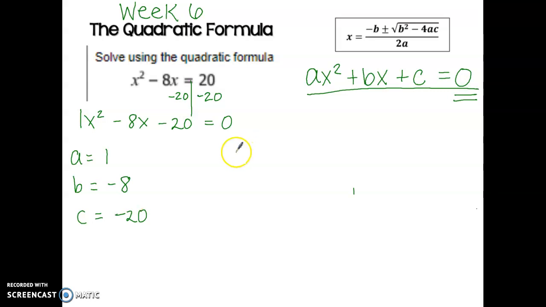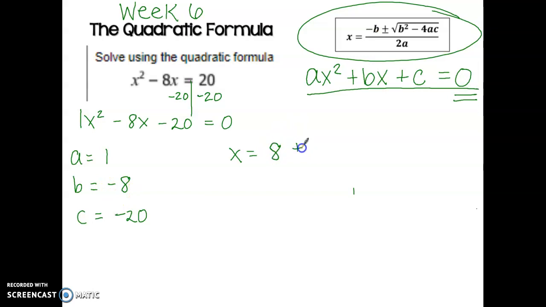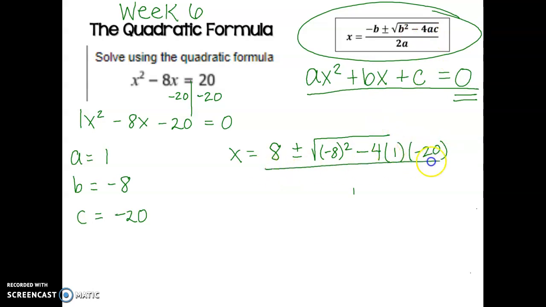All right, so now we're ready for the plug-in. So we have x equals, all right, if we come back up here in my formula, it tells me to do the opposite of the B term. Well, B is negative 8, so the opposite of negative 8 is positive 8, plus or minus the square root of B squared. So we're going to have negative 8 squared minus, now that minus is always there, that 4 is always there, that's part of the formula, times A is 1, times C is negative 20. And the whole thing is going to be divided by 2 times A, which is 1.